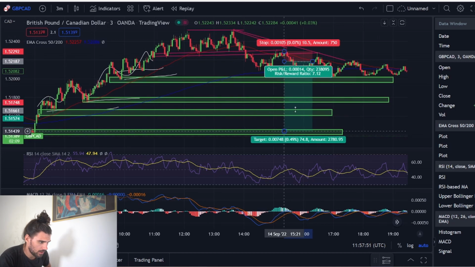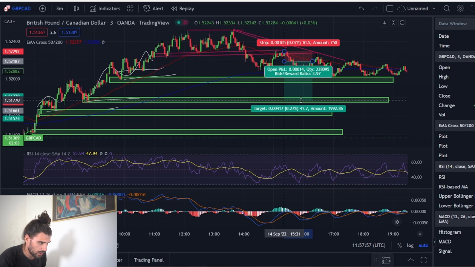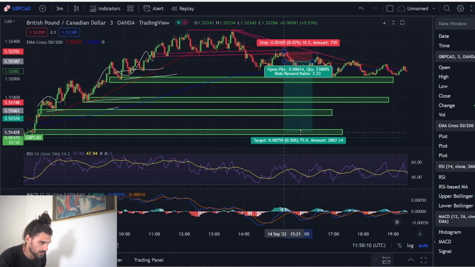So here, my first target would be here, this 1 to 2 area. Then here, this next support line around 1.3.5, 1.4. Here 1 to 5.5 exit, and the next or the last one here 1 to 7 risk reward ratio. So these are my targets.